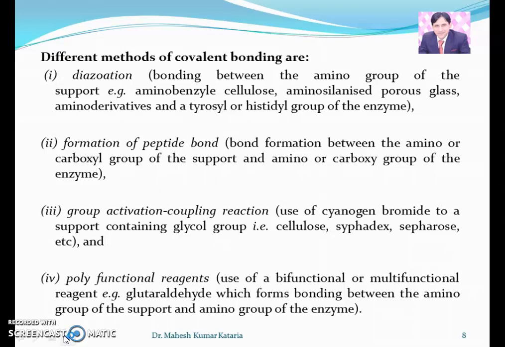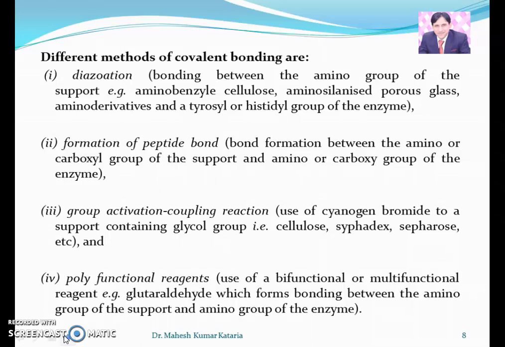Another method of covalent binding is formation of peptide bonds, like the bond formed between the amino and carboxylic group of the support and the amino or carboxylic group of the enzyme. Another type of bonding may be group activation and coupling reaction. These reactions are required when the enzyme and support both don't have a functional group which directly reacts and forms covalent bonding. In such cases, we can modify our support.